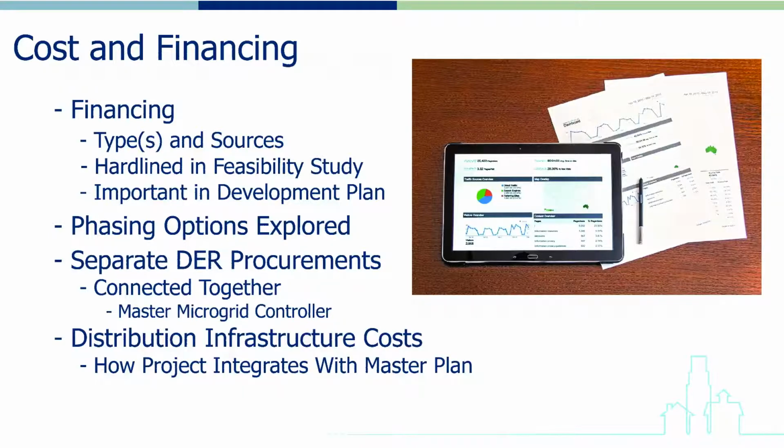Then the DER technologies can be connected and a master microgrid controller can be created. Descriptions of potential sources of funding or technical support can be explained in this section for each type of DER technology that is planned to be used in the microgrid. The development of distribution infrastructure can also be phased, and a description of how the project integrates with the city's overall planning process should be included in the development plan as well, as this can reduce infrastructure costs dramatically.